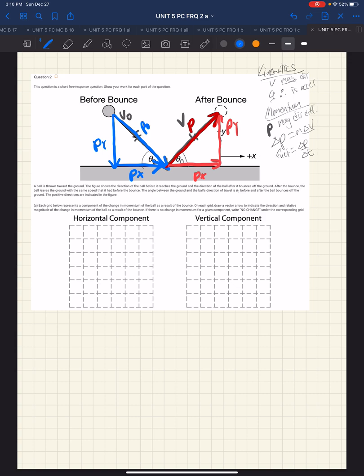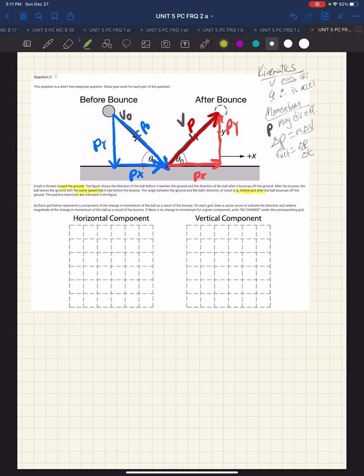So let's read the question now that we've fleshed out and have an understanding of what's going on. The ball is thrown toward the ground. We were right. The direction of the ball before it reaches the ground and the direction after it bounces off the ground. Good. The ball leaves the ground with the same speed, so our assumption was correct: V equals V0 in magnitude. The angle before and after the ball is the same. It is theta 0 before and after, so our interpretation of that was correct. And the positive angles are indicated. So all of our analysis beforehand is correct.